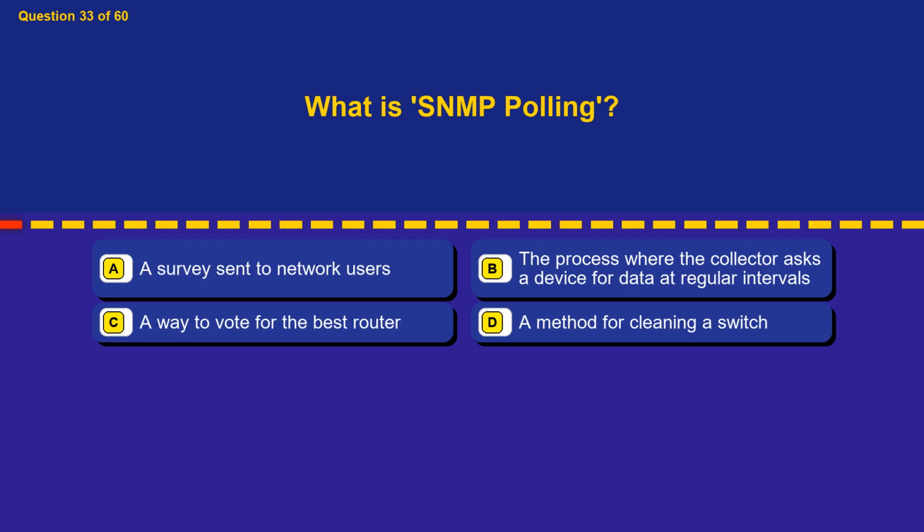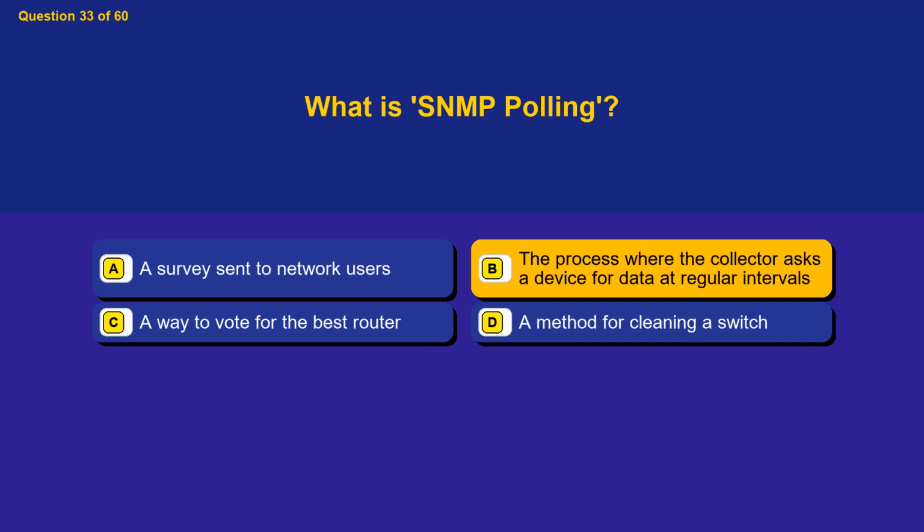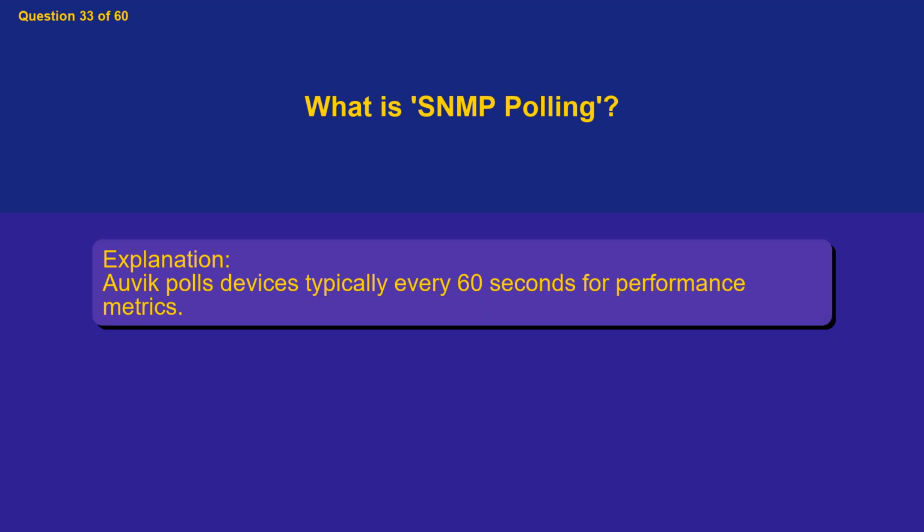Question 33. What is SNMP polling? Option A, a survey sent to network users. Option B, the process where the collector asks a device for data at regular intervals. Option C, a way to vote for the best router. Option D, a method for cleaning a switch. The correct answer is option B, the process where the collector asks a device for data at regular intervals. Auvik polls devices typically every 60 seconds for performance metrics.